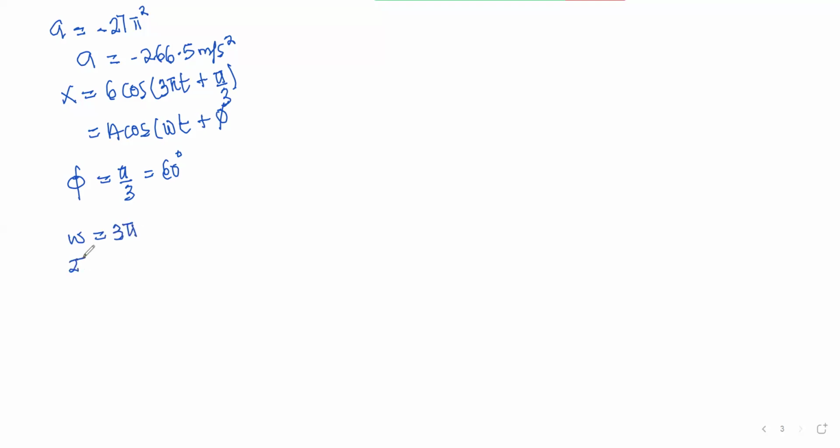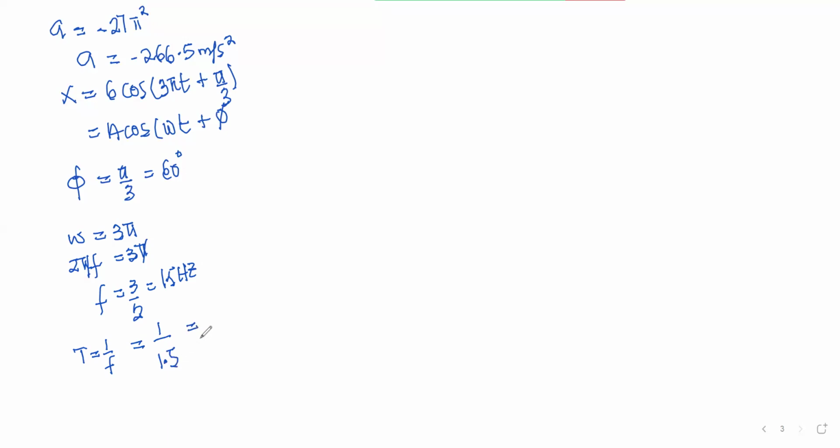Omega is 2 pi f. So 2 pi f times 3 pi, and f will be equal to 3 on 2 or 1.5 hertz. And there's a relationship between frequency and period. So once we have the frequency, we can easily determine the period.